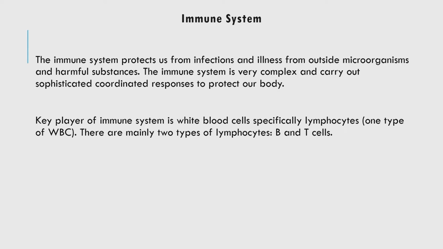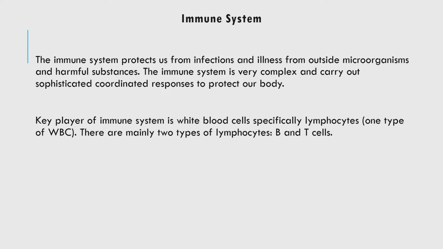Before we understand how stress impacts the immune system, let us briefly understand what the immune system is all about. The immune system basically protects us from infections and illness from outside microorganisms. So it's a kind of body's defense mechanism. It protects the body from microorganisms and harmful substances that come into our body. The immune system is very complex, particularly in the human body; it is very sophisticated and a very coordinated system. The key players in the immune system are white blood cells.